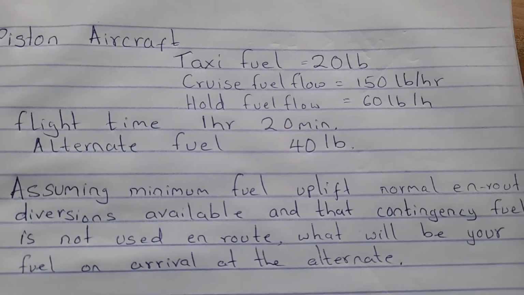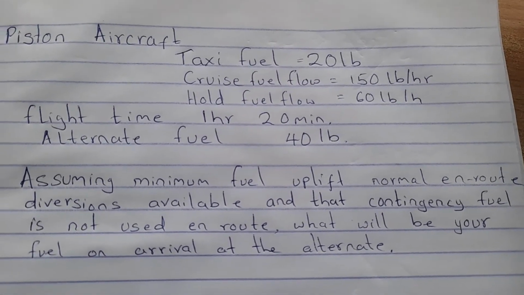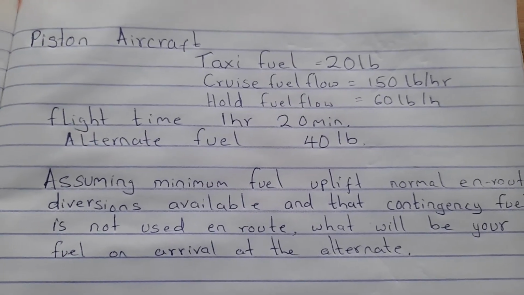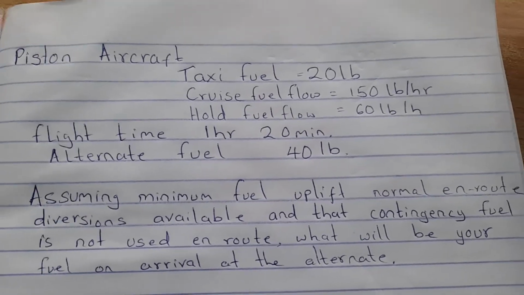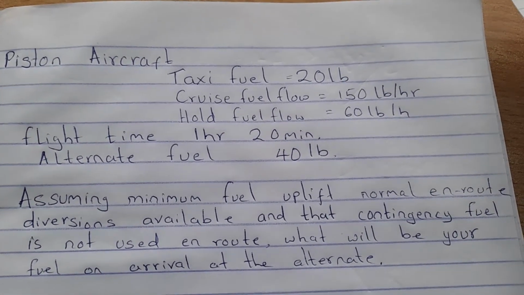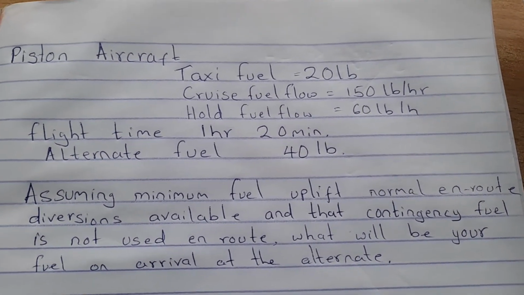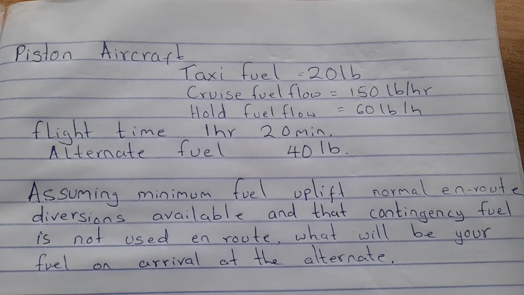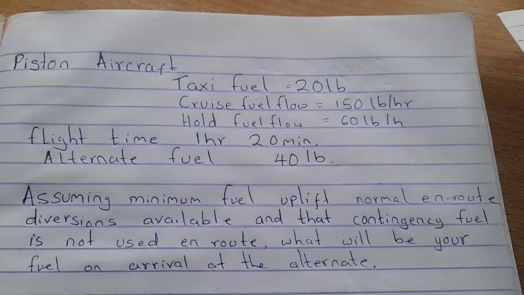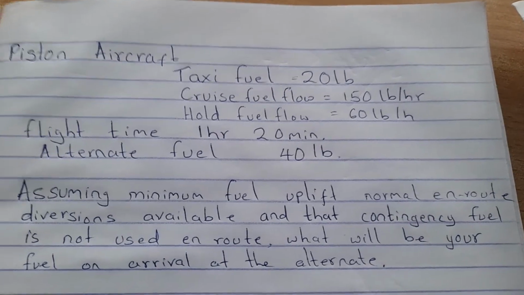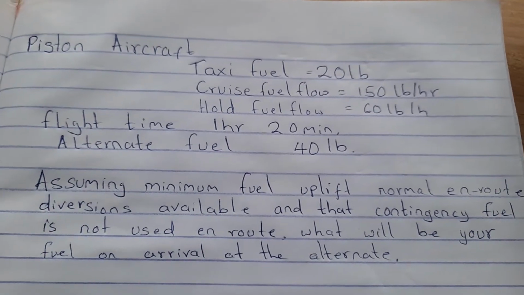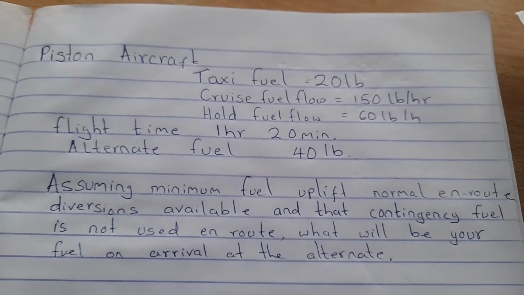So you're assuming minimum fuel uplift. So what does that mean? It means that you only carry the fuel that you require for that journey, the exact fuel that you are required legally and operationally for that journey. Normal en route diversions are available, and that we are still assuming. Remember, the contingency fuel is not used en route.